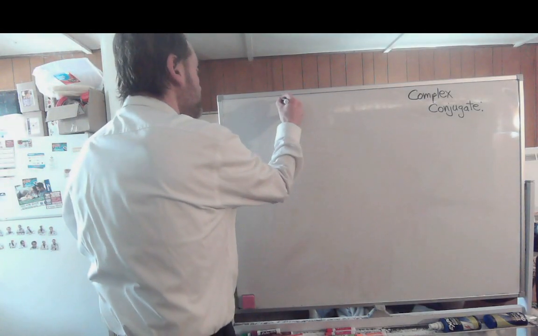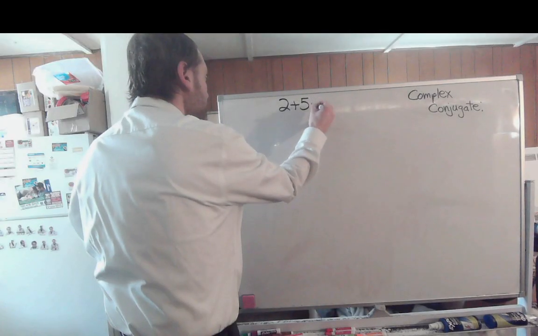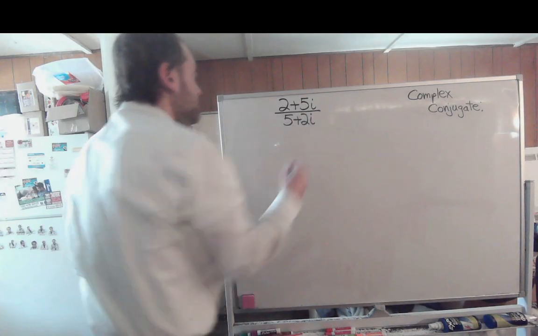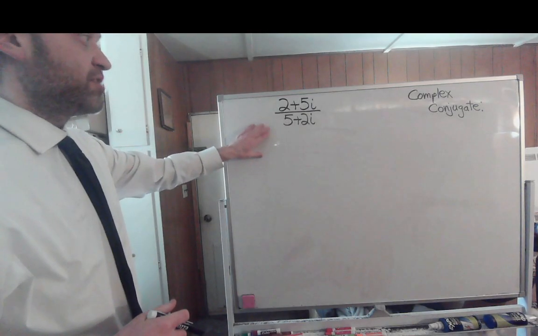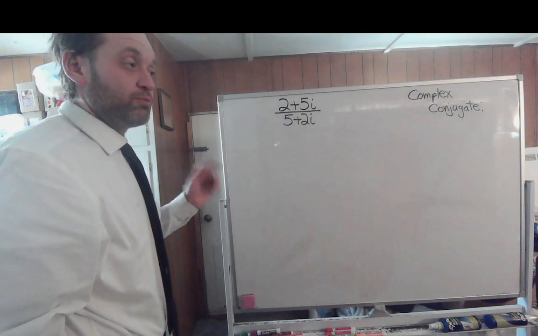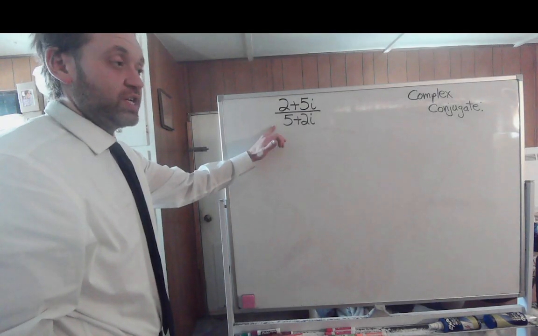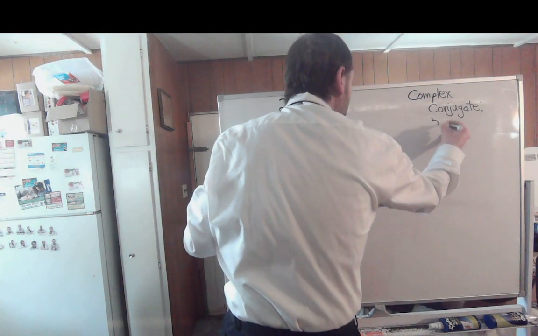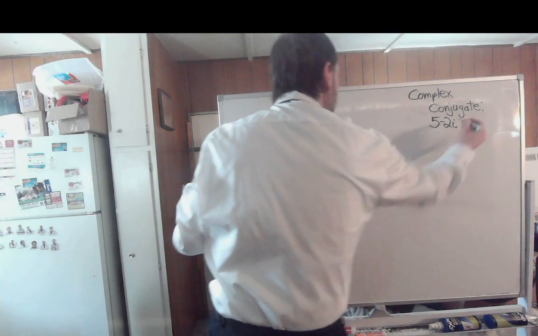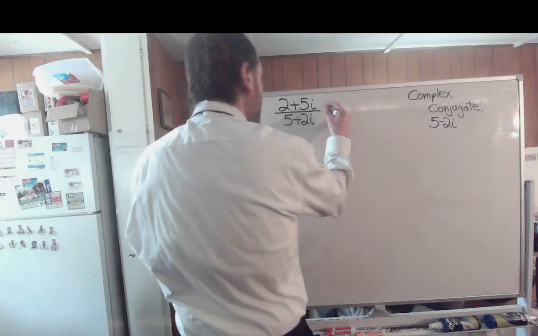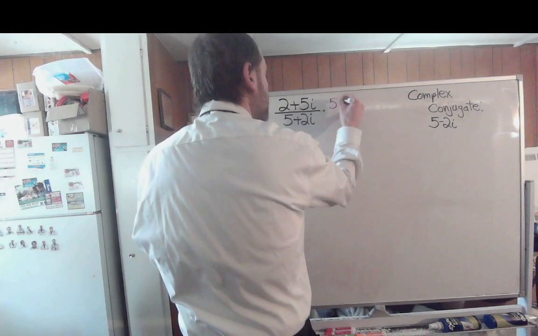I have about 4 more. So we have 2 plus 5i all over 5 plus 2i. Well, we want to rationalize the denominator, so what do we have to multiply the numerator and denominator by? Its complex conjugate. What is the complex conjugate of 5 plus 2i? That's going to be 5 minus 2i. So now multiply numerator and denominator by 5 minus 2i.